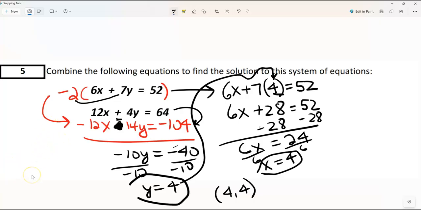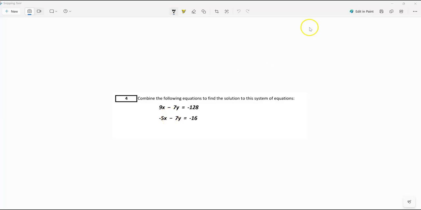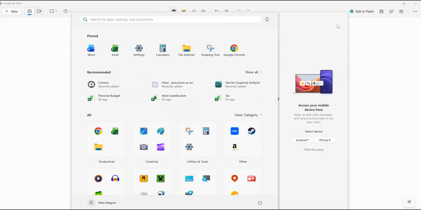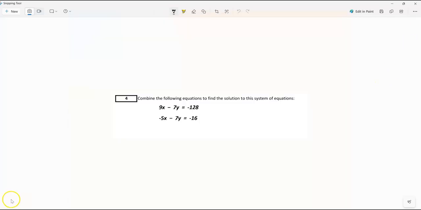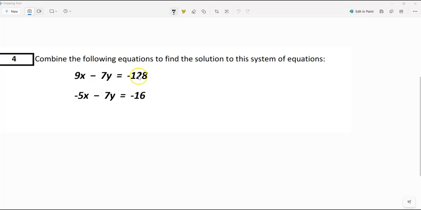I'll do one more if you want. I'll do number 4 if you want to pause the video, and then I'll come back and show you the solution. Okay, so here's number 4. If you think you know how to do it, you can try it, and then I'm going to make mine bigger. Hold on. Okay, so if you want, you can go ahead and try it to see if you can get the solution and pause the video and come back. Otherwise, I'll go ahead and show you, okay?